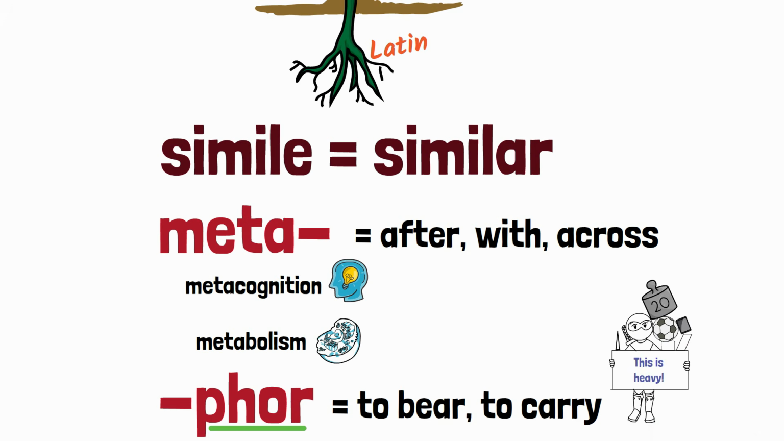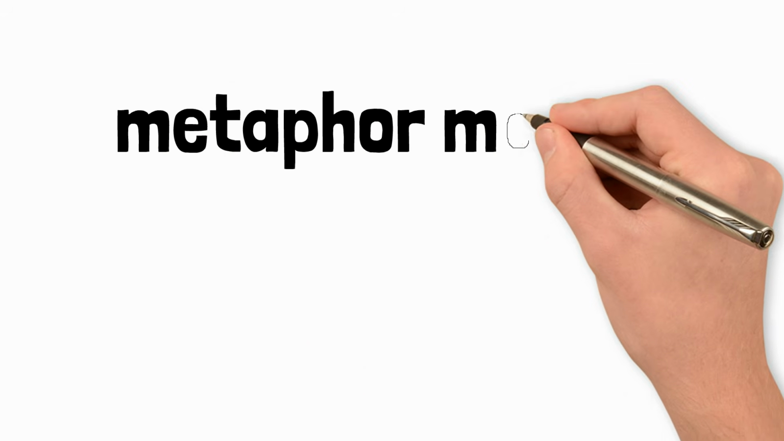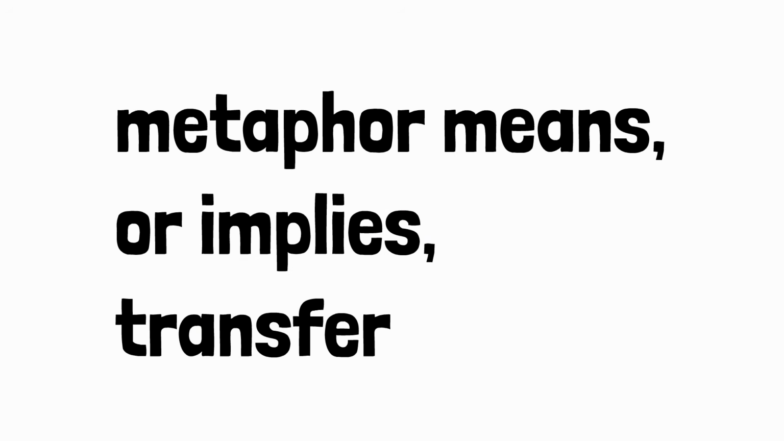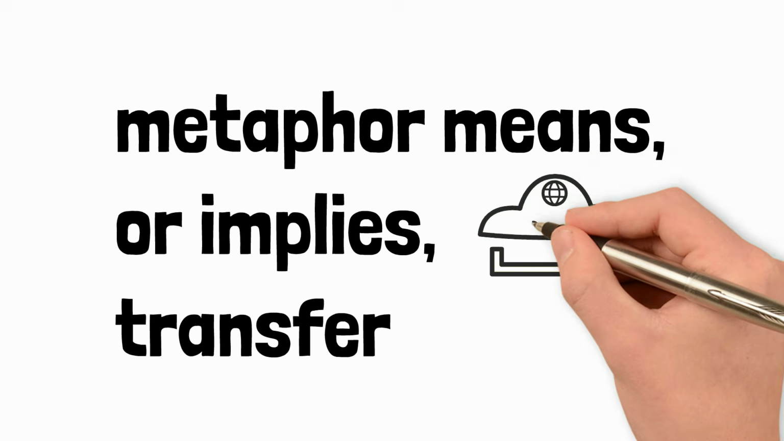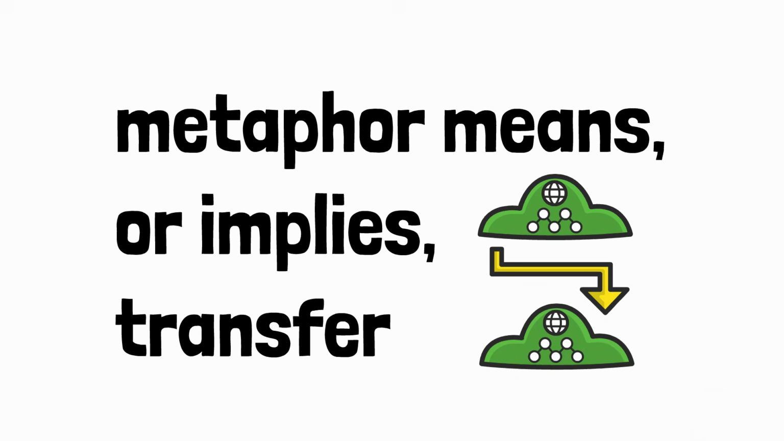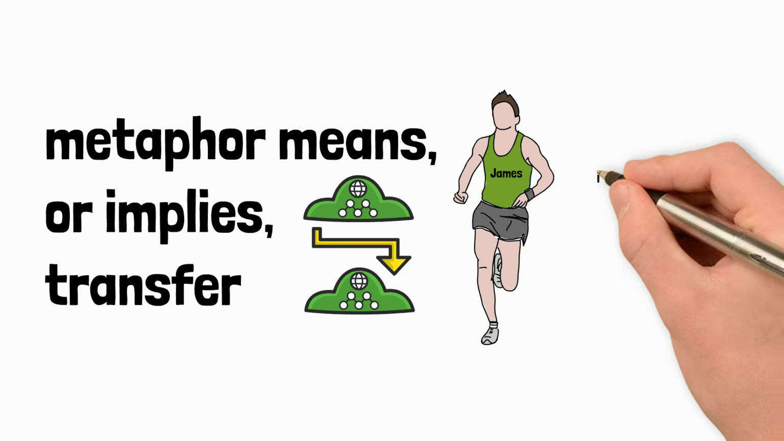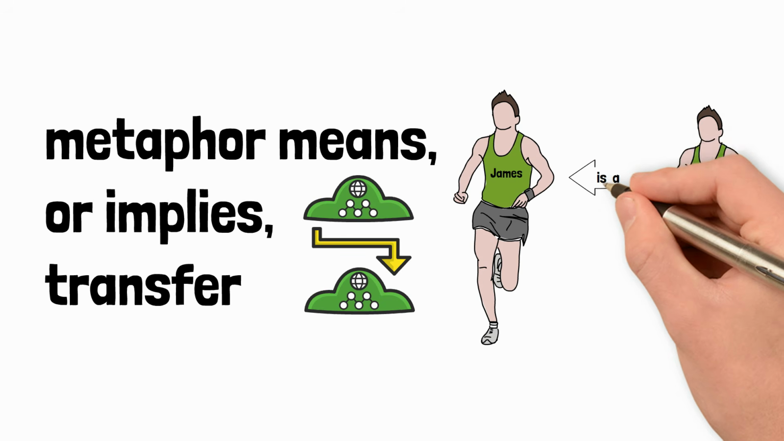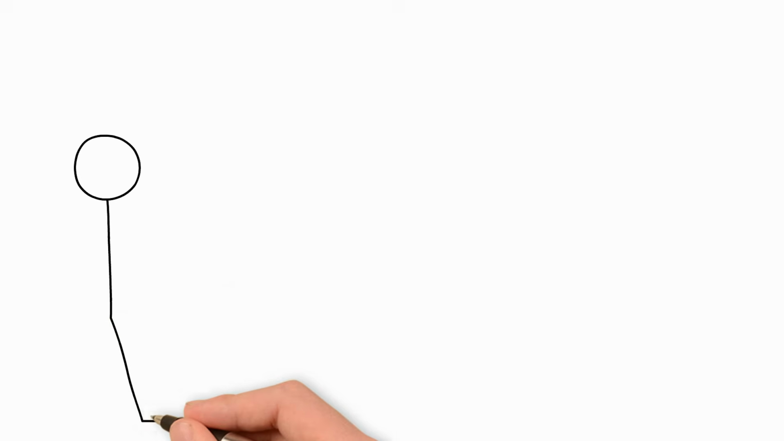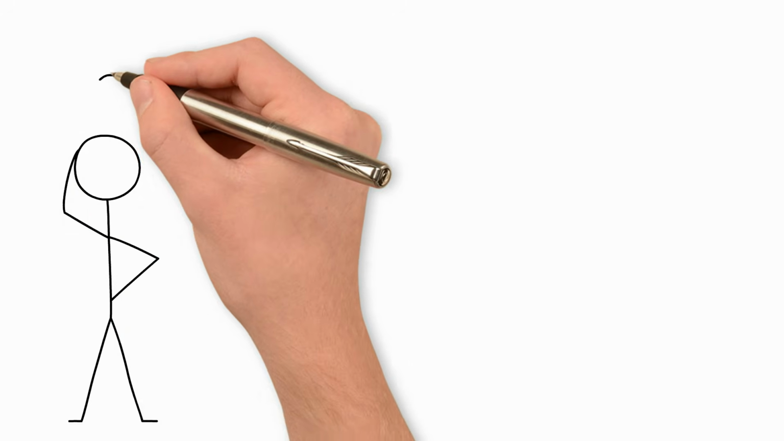So when you put those two together, meta and phor, you get the idea of transfer, or to carry something over from one place to another. So metaphor can be thought of as to transfer meaning or information. When I say James is a beast, I transfer the meaning of beast to the meaning of James. Now, why do we use these literary devices?